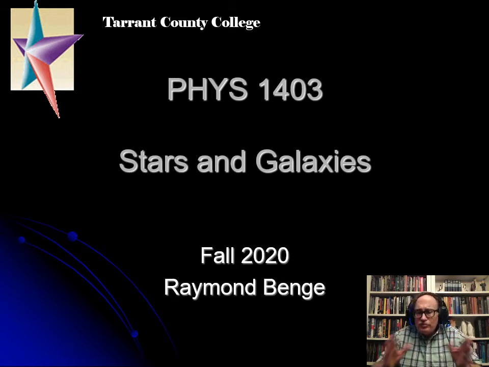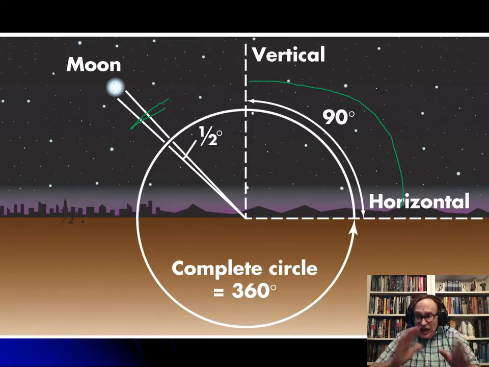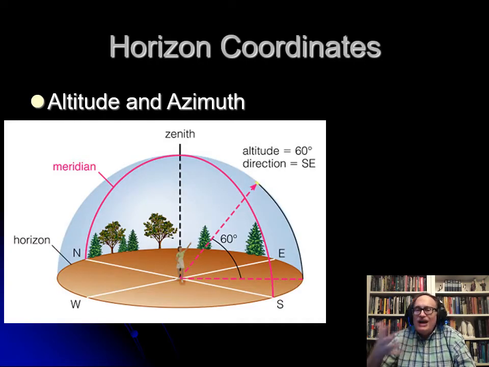So we've talked about measuring positions and how, for example, in the sky, the moon's about half a degree across. Vertical to horizontal is going to be 90 degrees. So this actually gives rise to a way of telling where something is in the sky by the direction you're facing and by how high up you look. And this is what we call the horizon coordinates.